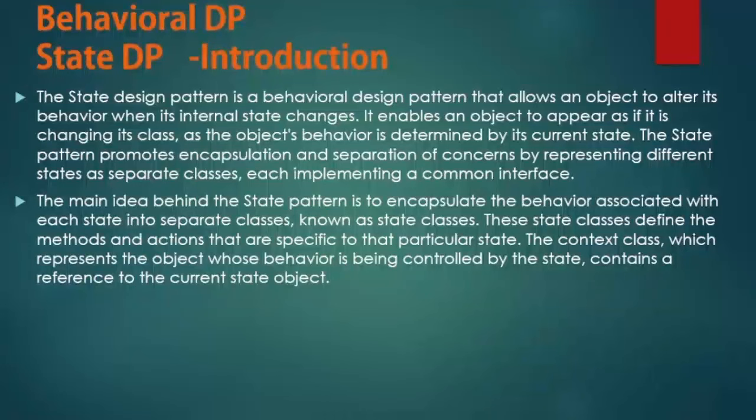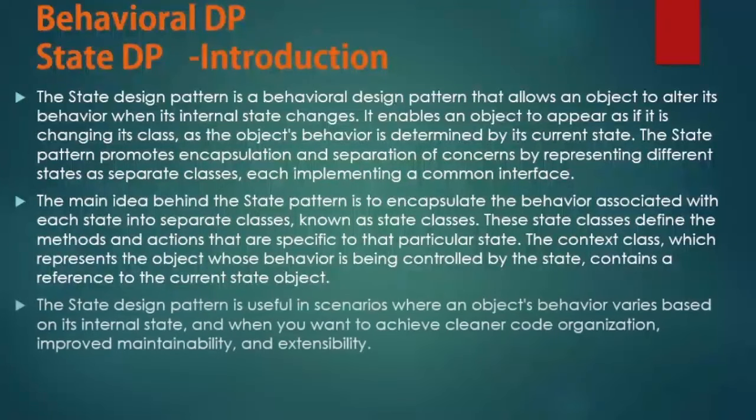The context class, which represents the object whose behavior is being controlled by the state, contains a reference to the current state object. The state design pattern is useful in scenarios where an object's behavior varies based on its internal state, and when you want to achieve cleaner code organization, improved maintainability, and extensibility.